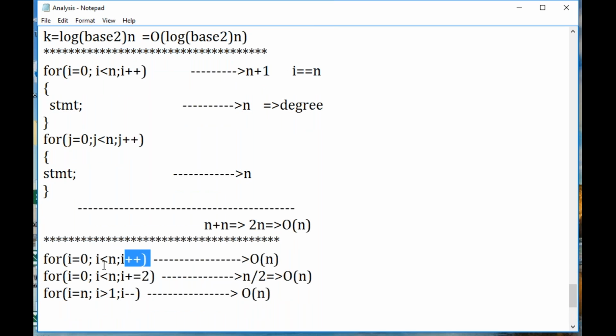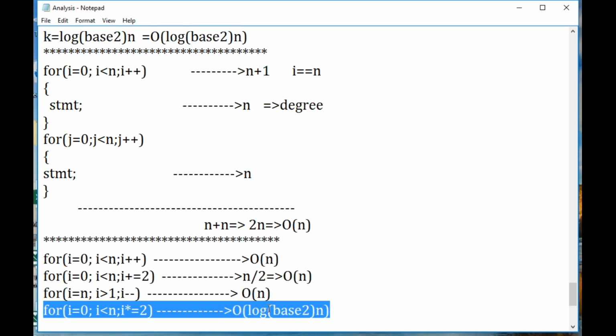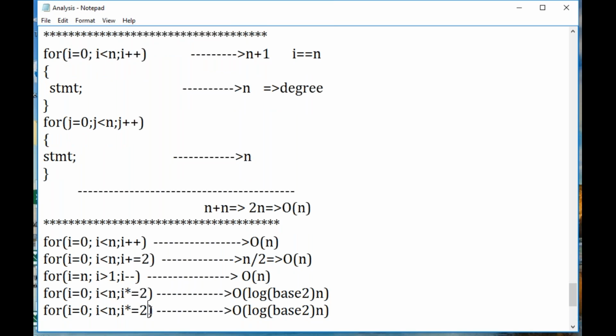Apart from this, what else are we seeing? I guess we are seeing multiplication. If I'm going to multiply by 2 for each and every step, then we got order of log base 2 of n. Okay, this is base 2. If you're going to multiply by 3, you'll have log base 3 of n. Is that clear, guys?